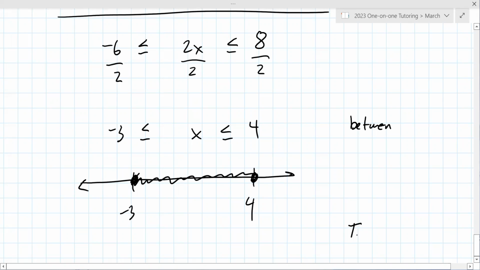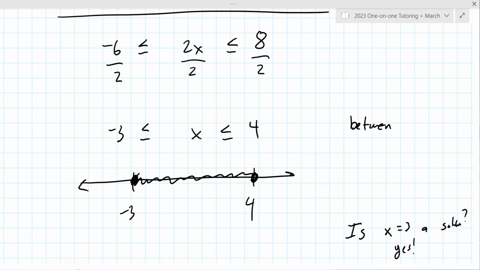So last question for you, is x equals 3 a solution? Basically, I'm asking you, is 3 between these two numbers? Yeah, it is. Yes, it is. All right. That's going to do it for us. Good job.